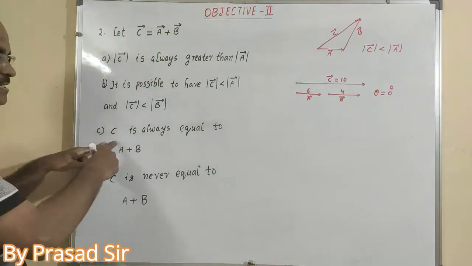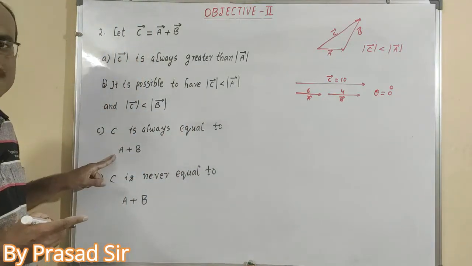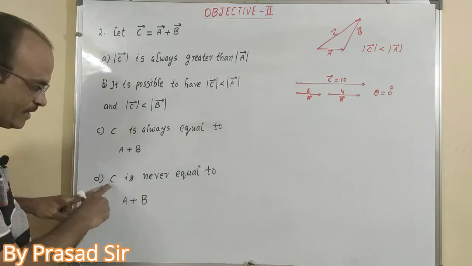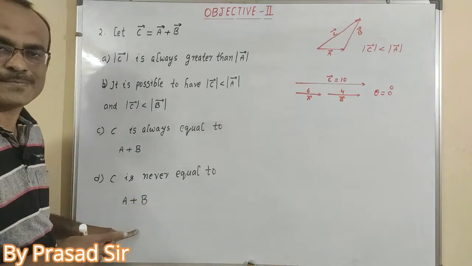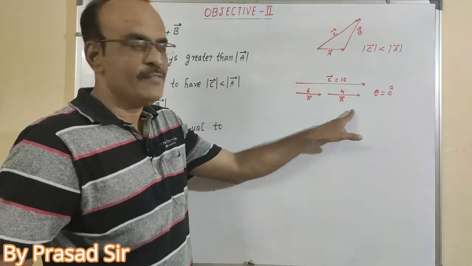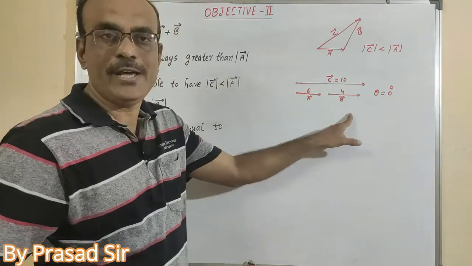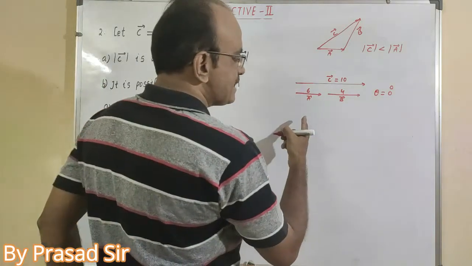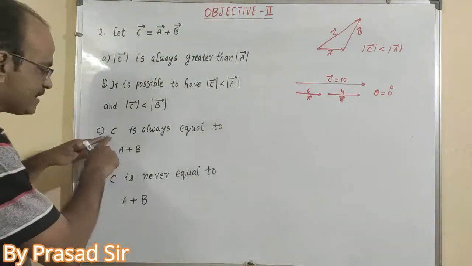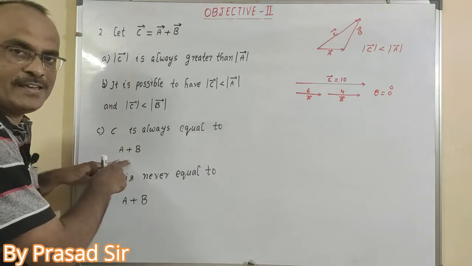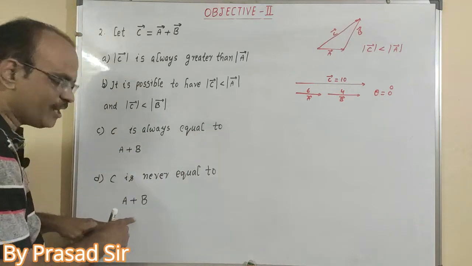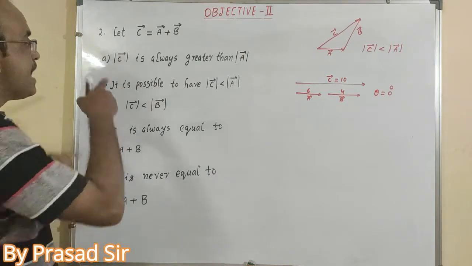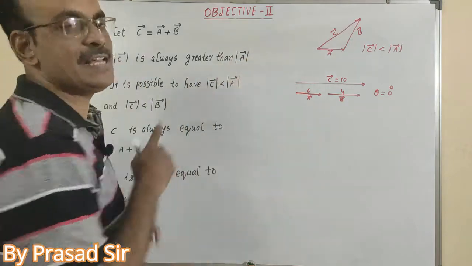But here what is given? C is always equal to A plus B. So that's why this option is also wrong. See the D option. C is never equal to A plus B. Here it is equal to A plus B, no? When theta is equal to 0, C equals A plus B. So that's why this is also a wrong option. So from this example, we understand that C is always equal to A plus B is wrong, and C is never equal to A plus B is also wrong. So C and D options are wrong, and A option is also wrong by taking this example.